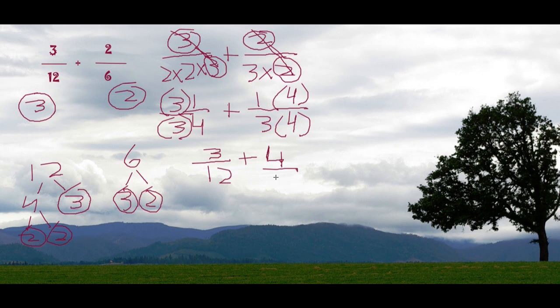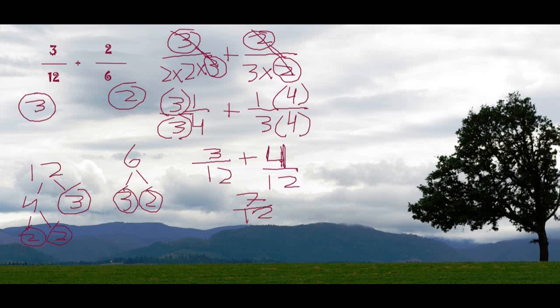So 1 times 4 is 4, 3 times 4 is 12. Oh look, the denominators are the same now. So now we can add across the top. And we get 7 over 12. And we only add across the top. We do not add across the bottoms.